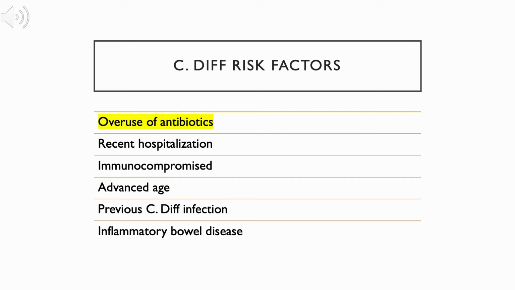C. diff risk factors include the overuse of antibiotics. This is one of the main risk factors, followed by recent hospitalization, being immunocompromised, being of advanced age, previous C. diff infections, and inflammatory bowel disease. These all heighten the risk of developing C. diff.